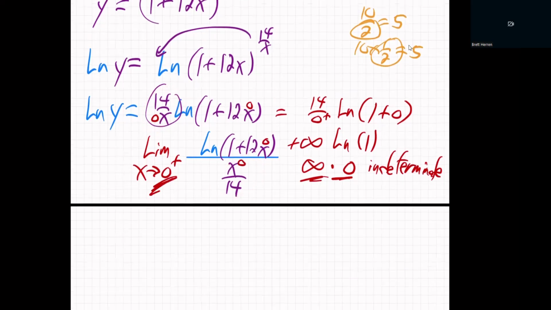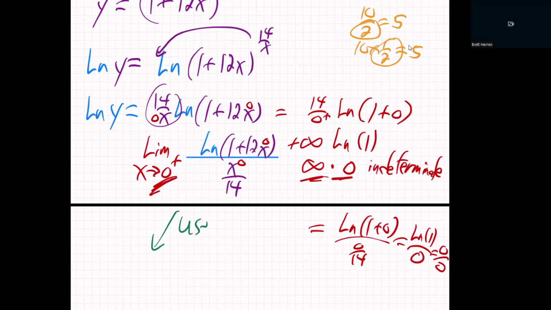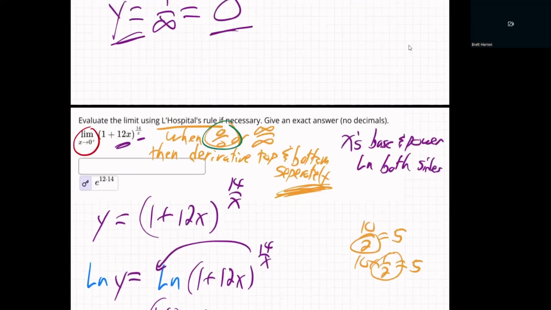We're going to get ln of (1 + 0) over 0 over 14 now, which is ln 1 over 0, and 0 over 14 is 0. So ln 1 is 0, and we have 0 over 0. So that means L'Hopital. Now we can use L'Hopital's rule. Why? Because we got 0 over 0, right? When I plug in x is 0, there and there, it comes out 0 over 0. And that's the requirement.